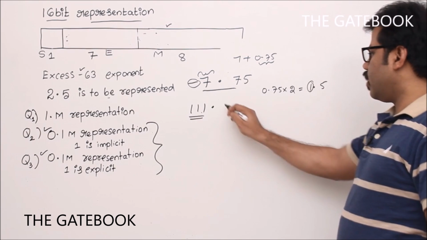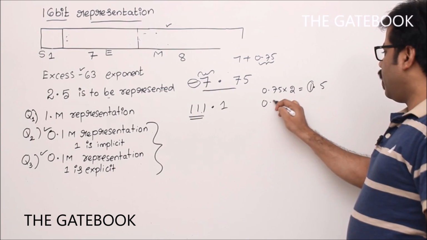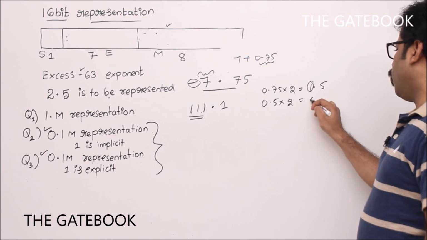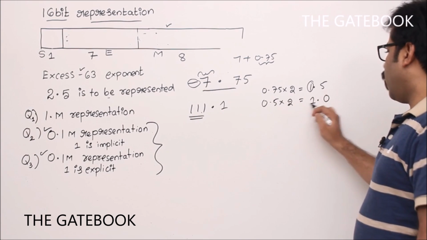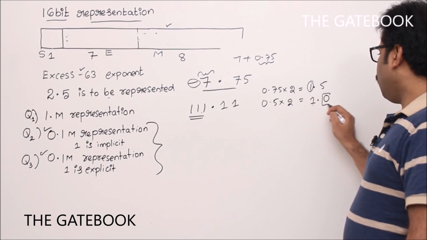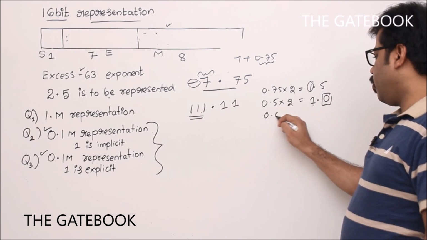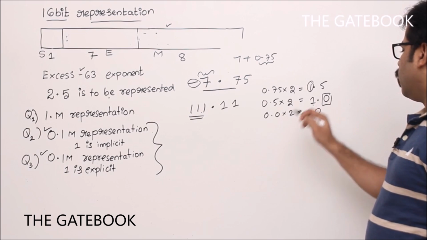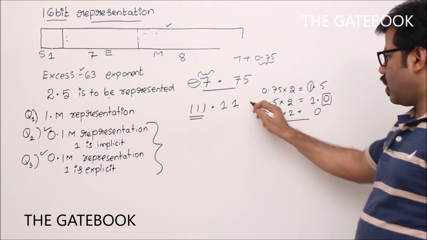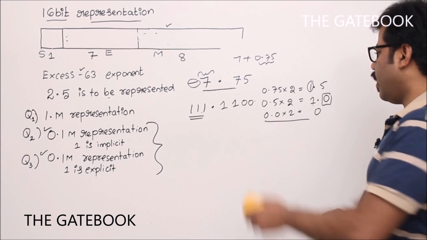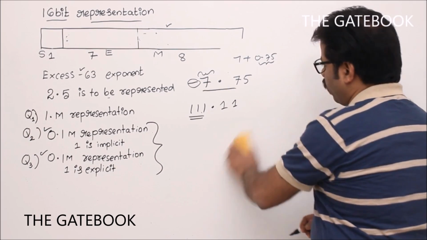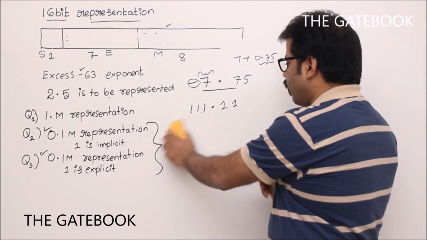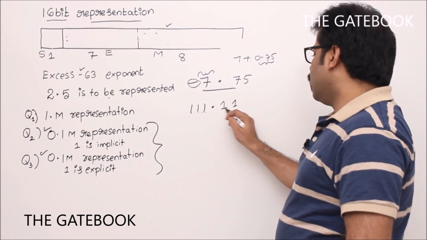Then 1 will be here. 0.5 will be here. 0.5 into 2, 1.0. 1 will be here. 0 will be here. 0.0 into 2, 0. Stop it. So here itself you can stop, because any number of zeros we can write here, right? So this is about conversion. We have now finally 7.75.